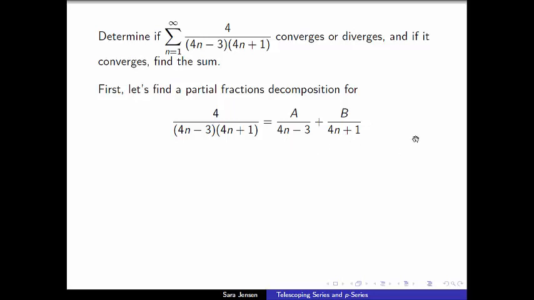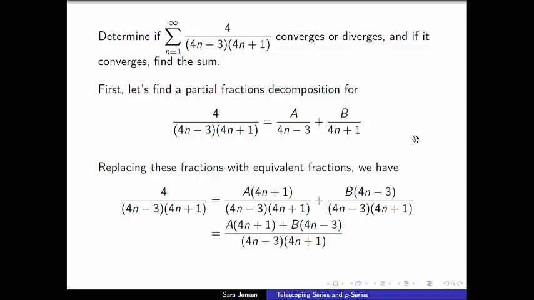Now the first step in this process is to replace these nice simple fractions with equivalent fractions that have a common denominator in order for us to be able to add across the numerators and leave the common denominator there. So as you can see, I've replaced a over 4n minus 3 with this expression right here, a times the quantity 4n plus 1 over this denominator, quantity 4n minus 3 times quantity 4n plus 1.